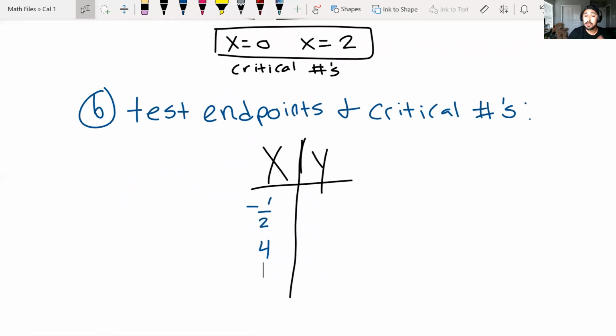On the interval -1/2 to 4, do my critical numbers of 0 and 2 fit in that interval? And the answer is yes. 0 and 2 fit in the interval -1/2 to 4. So I will put my critical numbers on this list as well. 0, 2.